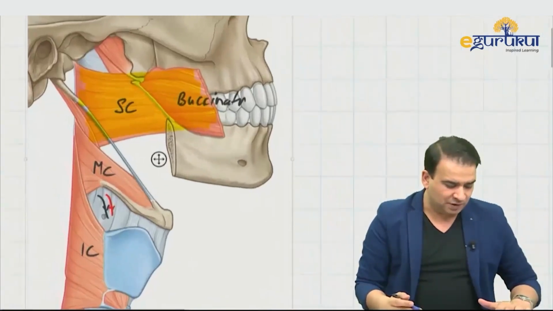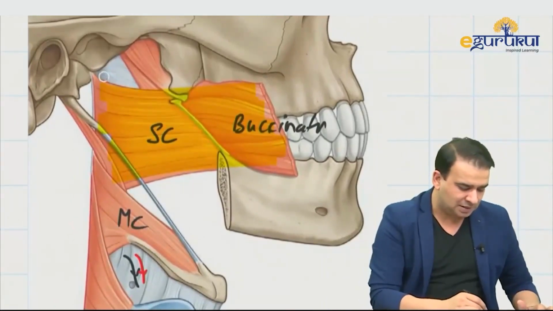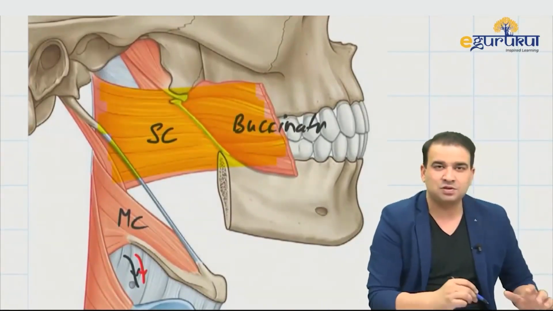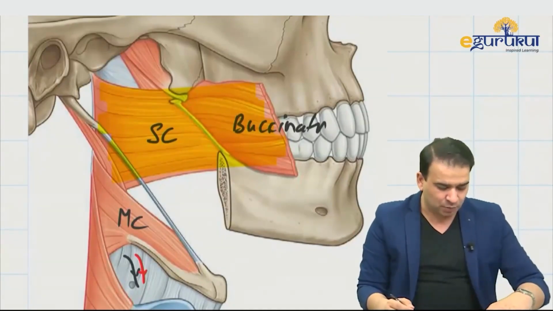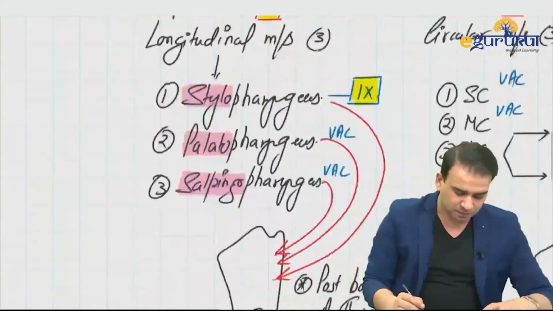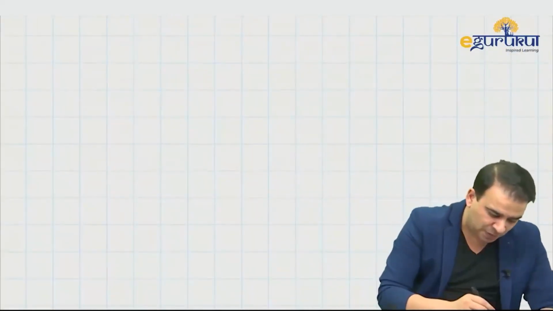So the only thing left here is this gap, and that is the sinus of Morgagni, which we need to remember. The structures passing through this sinus of Morgagni. So let's put it in a more schematic way. The structures passing between the constrictor muscles.